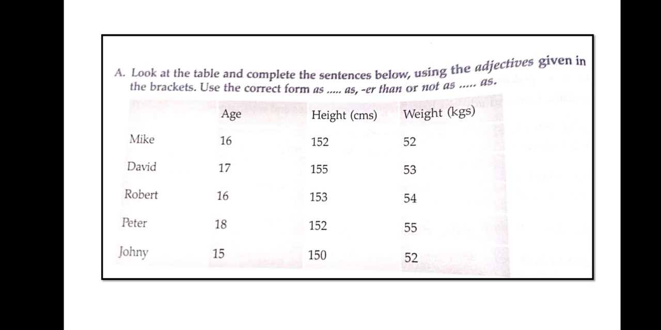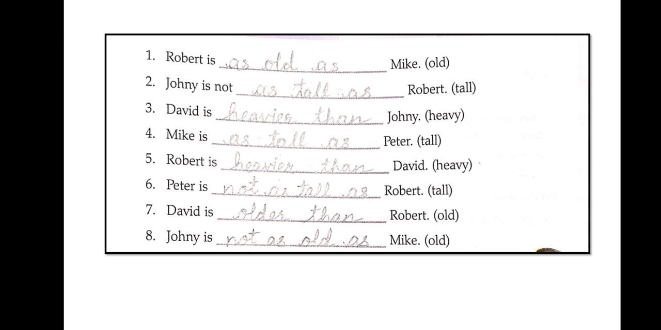So here in the table we have some children's names and their age, height and weight. We have to write according to that. So let's start. Number 1, Robert is as old as Mike. 2, Johnny is not as tall as Robert. 3, David is heavier than Johnny.